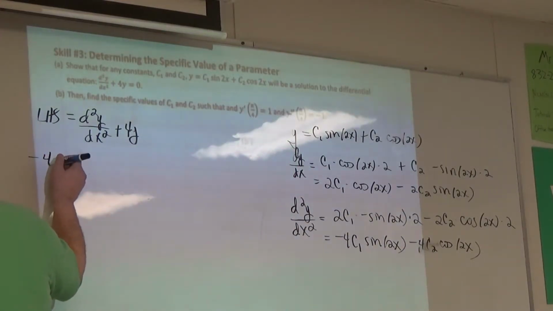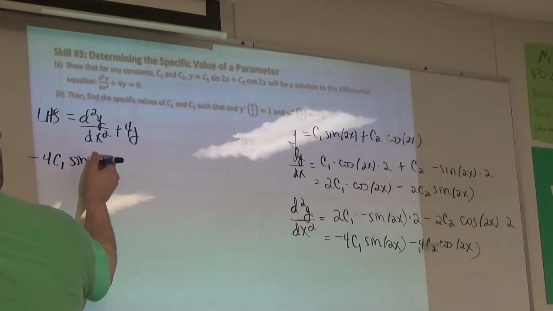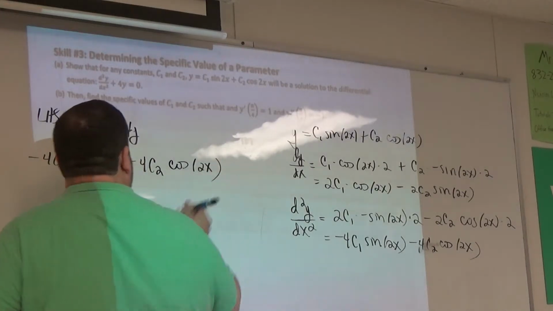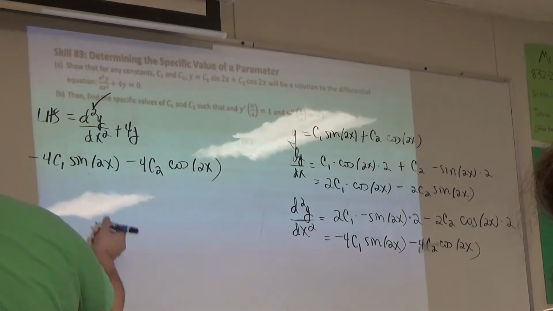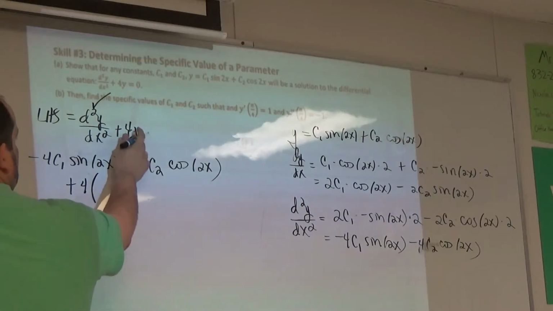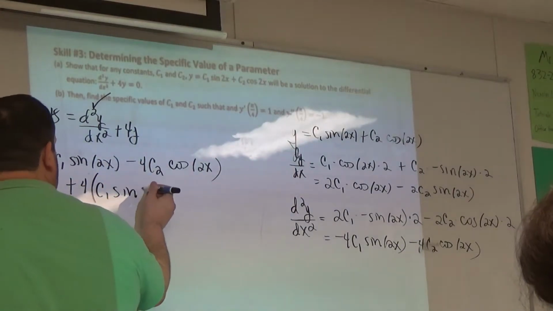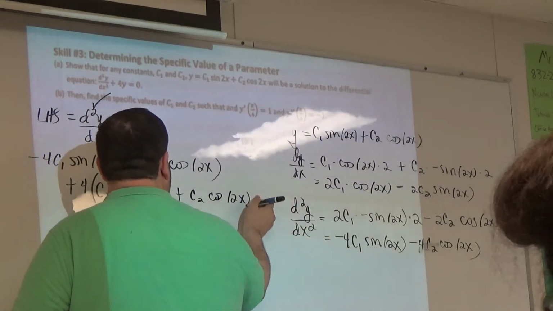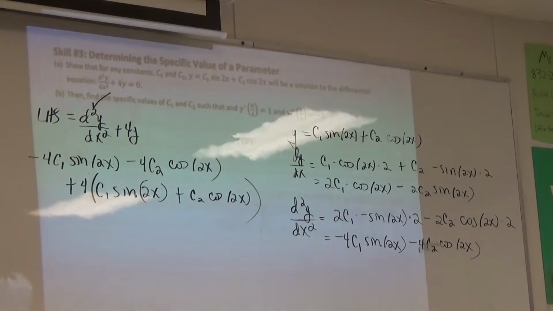So take your second derivative, this negative 4c1 sine 2x minus 4c2 cosine 2x, that's that second derivative, plus 4 times the original function, c1 sine 2x plus c2 cosine 2x. Is that going to get you 0? If it is, what's the legal algebra that's going to get you 0? Legal stuff only. Adriana, see some stuff?